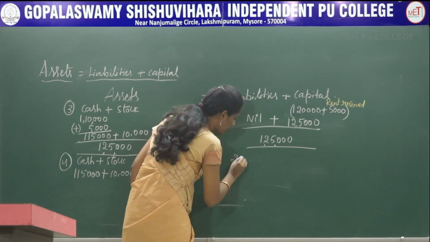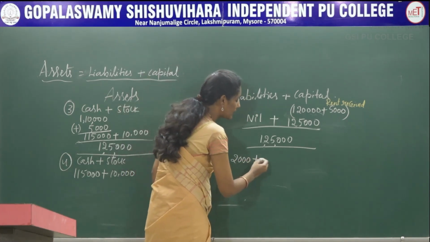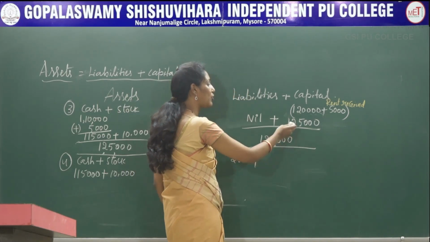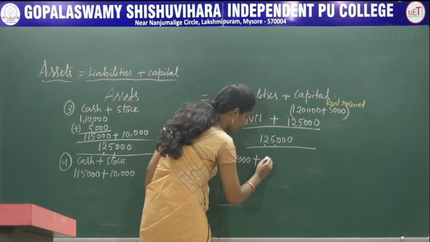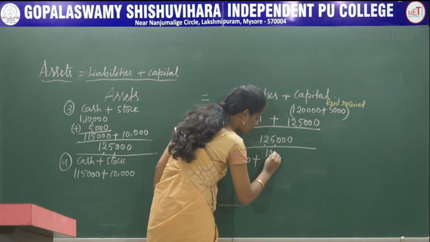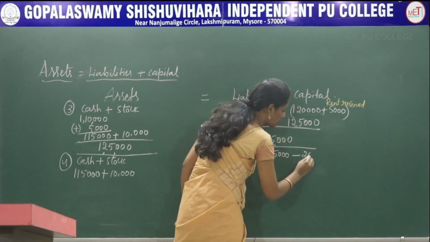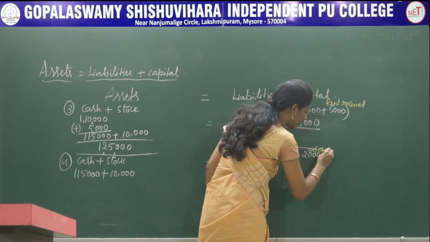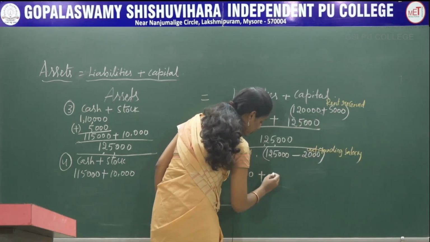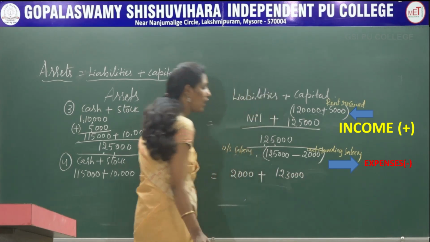So it affects liability. So what is the amount of outstanding salary? That is rupees 2,000. Right below the liability 2,000 plus capital. What is the actual amount of capital? See the previous equation, that is 1,25,000. So 1,25,000 minus 2,000. So this is nothing but outstanding salary. 1,25,000 minus 2,000 comes to 1,23,000.